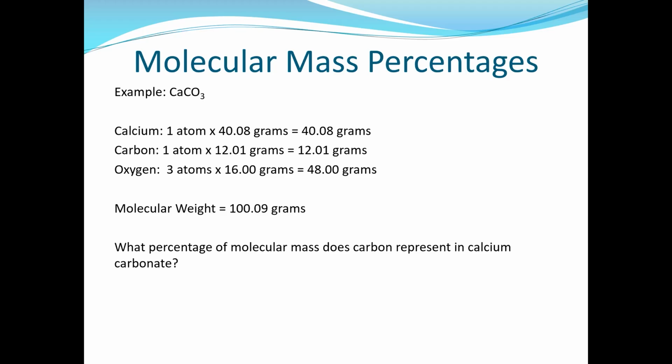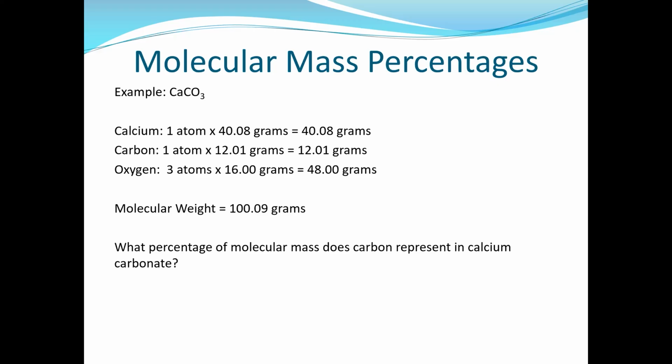Think of water, which looked like Mickey Mouse when we looked at it in 3 dimensions. In water, there are 3 different things bound together: 1 oxygen and 2 hydrogen. Just like here, you can see there's 1 calcium, 1 carbon, and 3 oxygens, which is what we were just doing and why we were breaking it down for the molecular weight. Now, in this question, it says, what percentage of molecular mass does carbon represent in calcium carbonate?